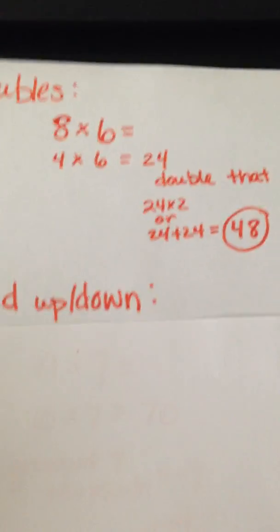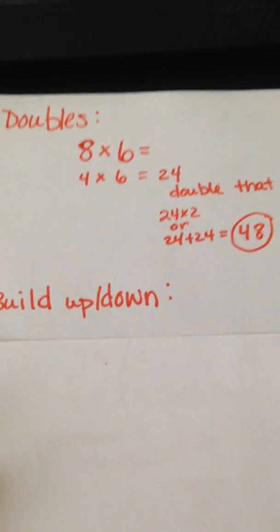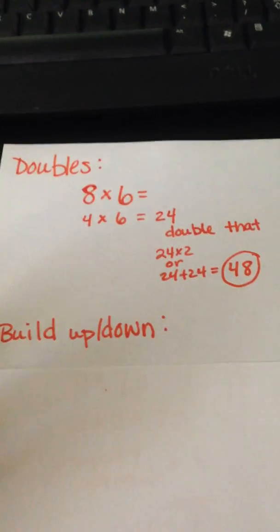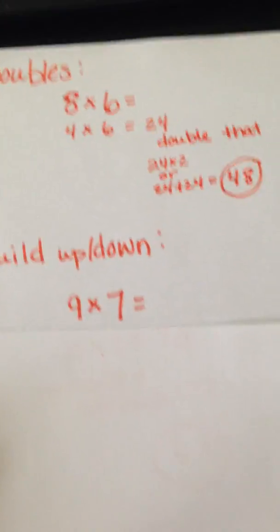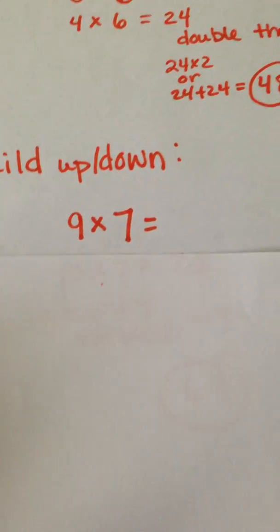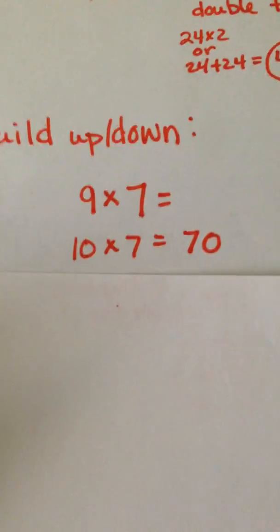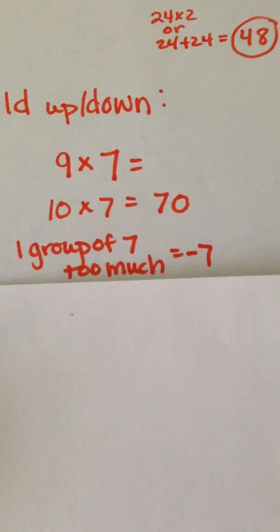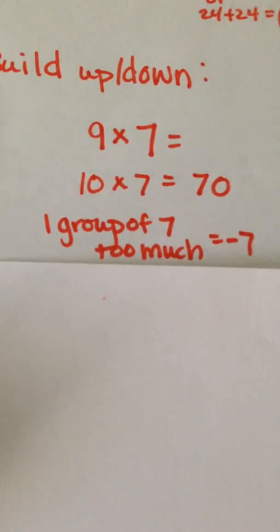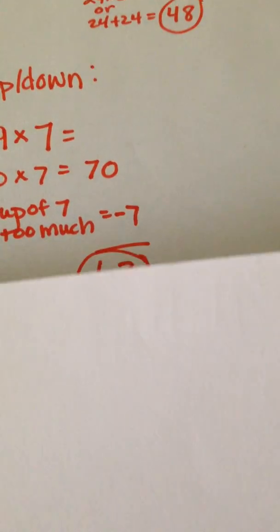Another one I talk about is building up or building down, and this is where I may not know a fact, but I could use a fact above it or below it to help me come up with the answer. For example, if I didn't know 9 times 7, an easy one that I could use is 10 times 7. They know that from working so much with tens, it's 70. And then I would talk to myself that, okay, if I went 10 groups of 7 instead of 9 groups of 7, that's 1 group of 7 too much. So I'd have to subtract 7, which would still get me to the answer.